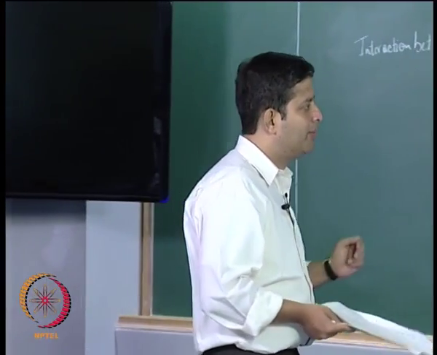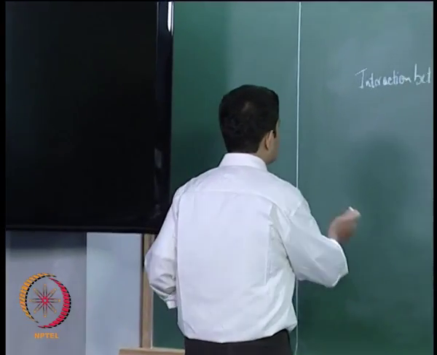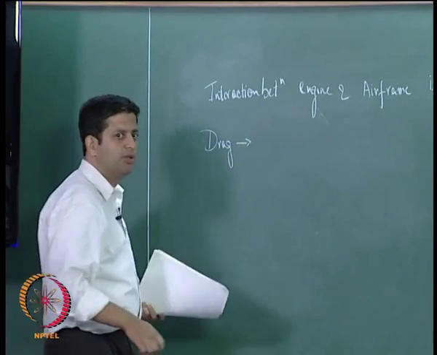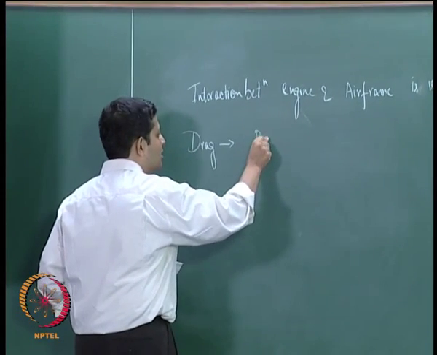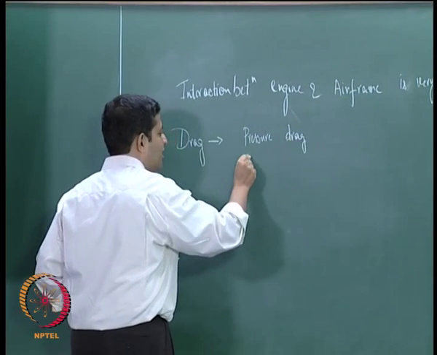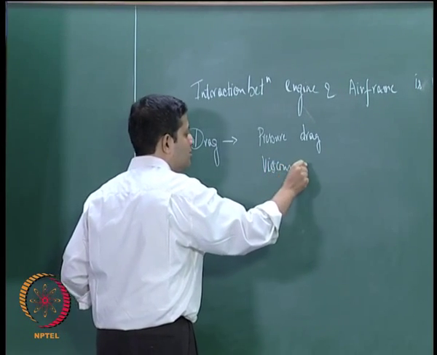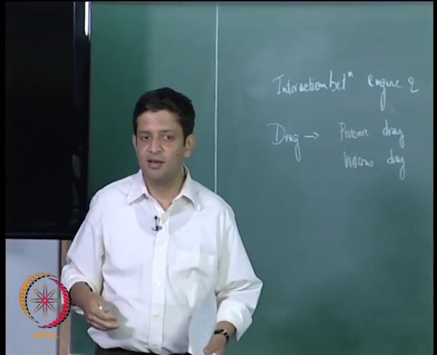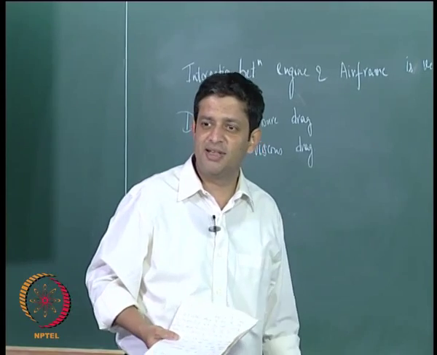The other major problem here is drag. If you look at the drag, both the pressure drag as well as the viscous drag is high here. Because you are going at very high Mach numbers, the drag is very high. Now you want inside the engine a Mach number of 2.7, right?